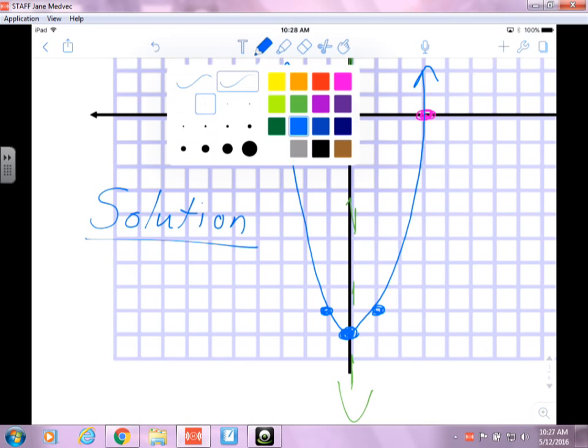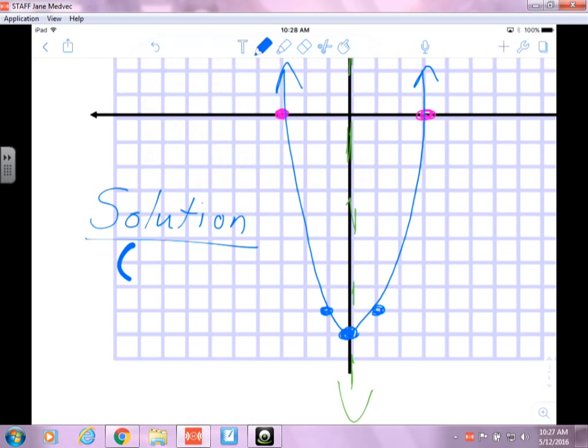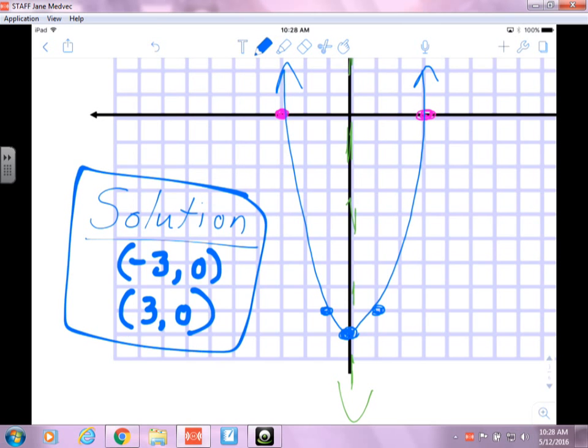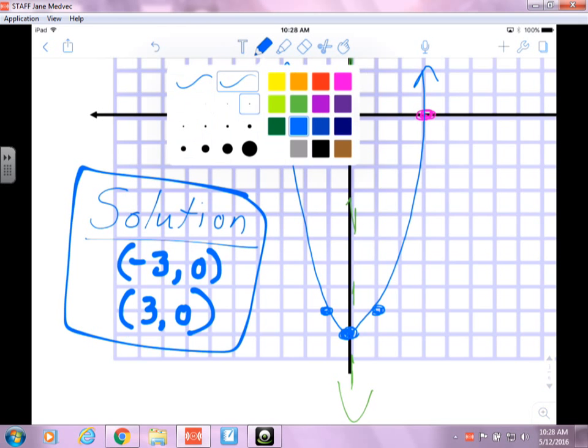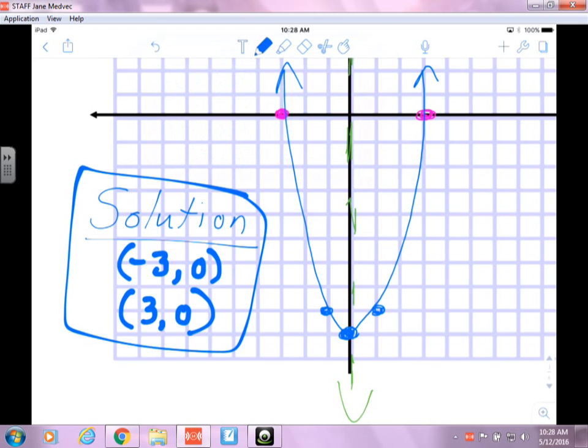So that's like the zeros, yeah. So what's one ordered pair? Okay, -3, 0, and what's the other one? 3, 0. And that's my solution. And I've got 2 of them, right? And remember, I can have 2 solutions, I can have 1 solution, or I could have no solution. That is correct. All right, good.